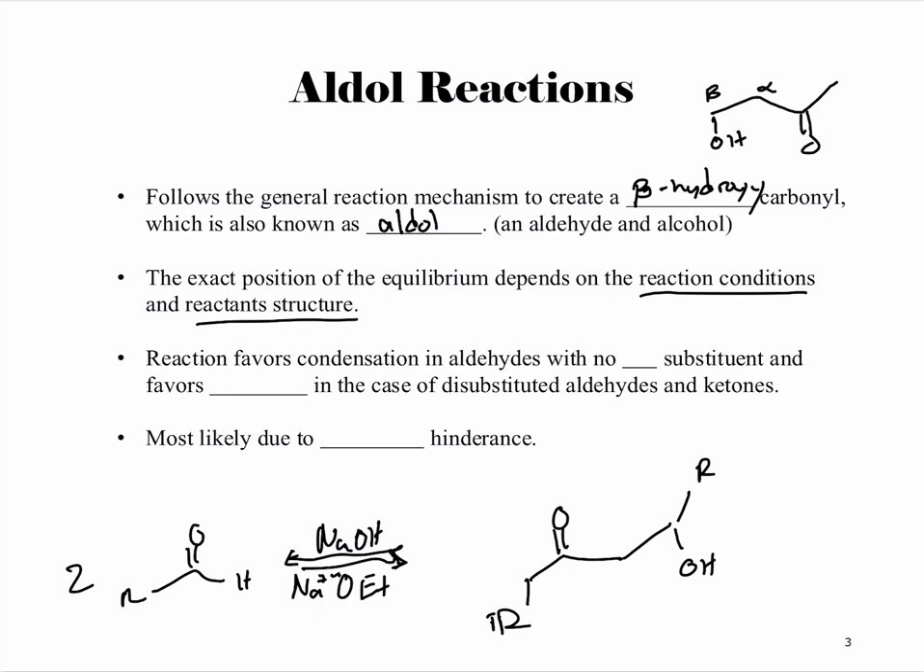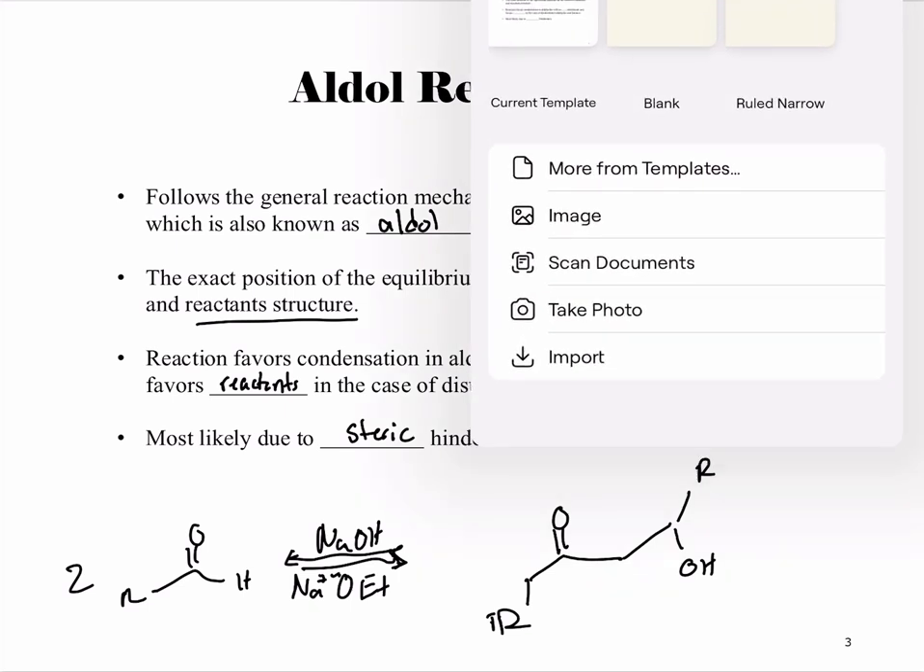on the reaction conditions. And so generally, the rule of thumb for these is the reaction favors condensation in aldehydes with no alpha substituents and favors the reactants in cases where we have disubstituted aldehydes and ketones. And so this is most likely due to steric hindrance, right? If we have a ketone instead of an aldehyde, it's going to be harder to attack the carbonyl carbon with the enolate ion, which we'll talk more about what that actually means in a second.